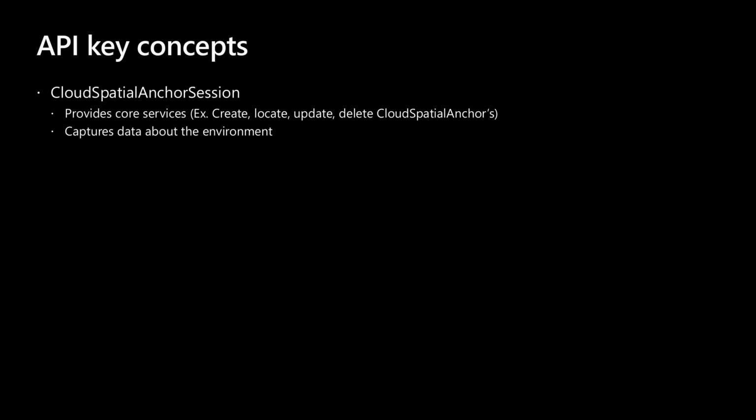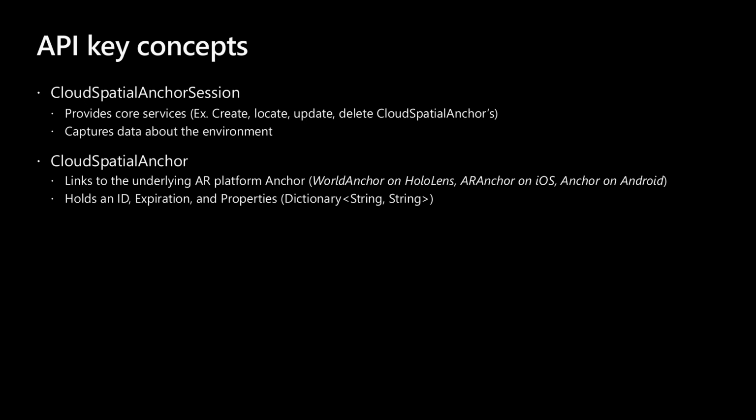Next, we have the anchor. The really key thing I want to call out here is that it links to the underlying AR platform anchor. So if you're writing a HoloLens app and you have a world anchor, you set that as a property on the Cloud Spatial Anchor. Or if you're on iOS, you use an AR anchor, or on Android an anchor. So you don't have to do any conversion math. You just set the anchor that you're used to working with on the platform of your choice as a property on our Cloud Spatial Anchor object. Next, it holds a unique ID, an expiration date, and a bag of properties.